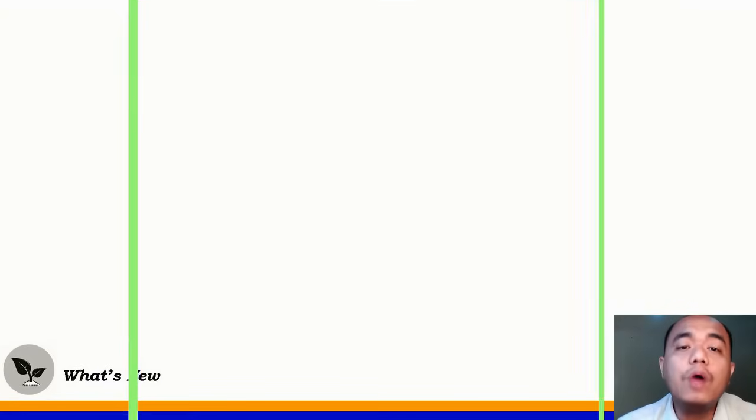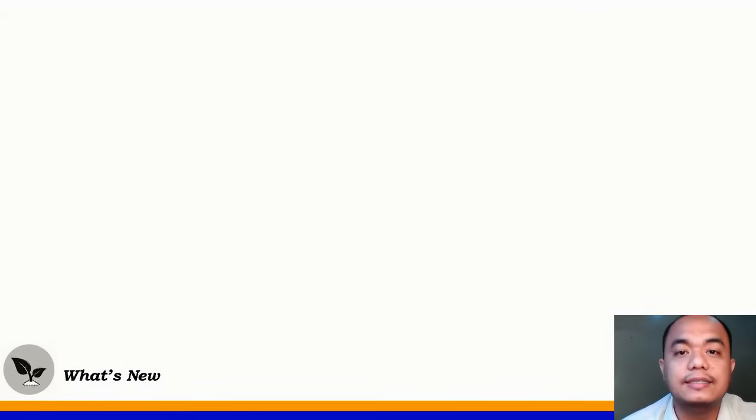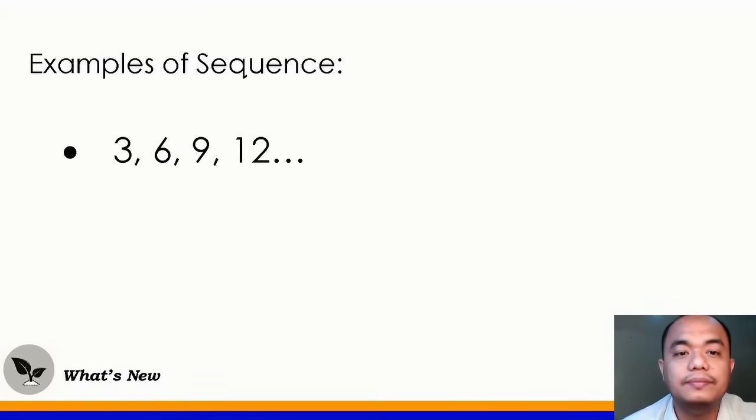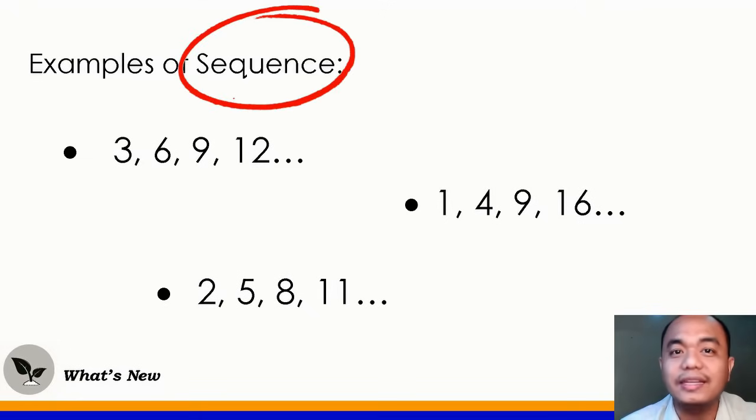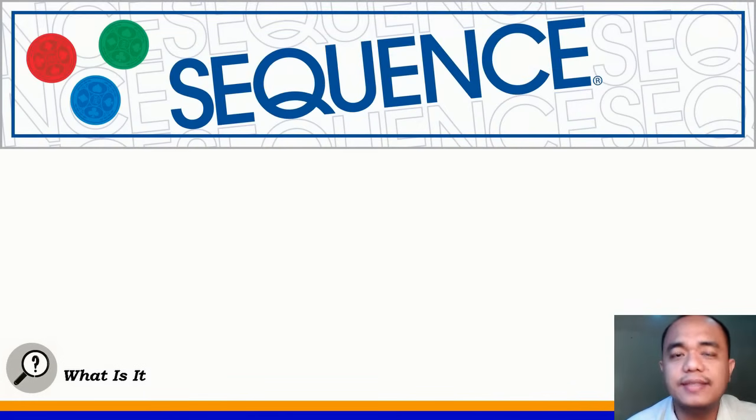Now, if you are given the following sequences, class, like this one, 3, 6, 9; 1, 4, 9, 16; and 2, 5, 11, how do you get the succeeding numbers? And by the way, what do we mean by sequence? Do you want to know the answers to these questions? Our lesson 1 is all about sequence. What do we mean by sequence? Any idea?